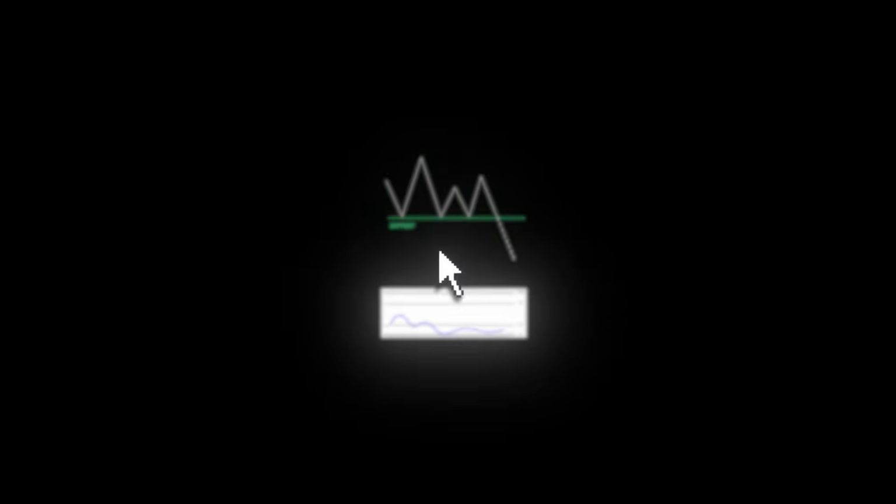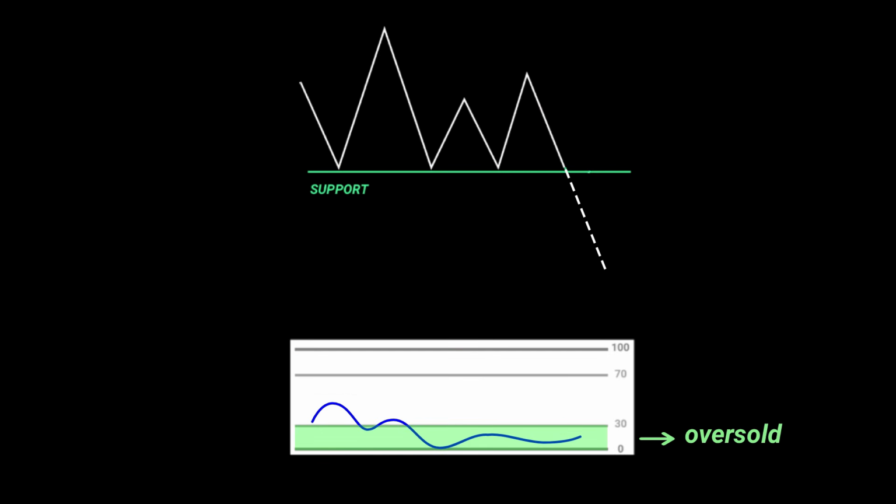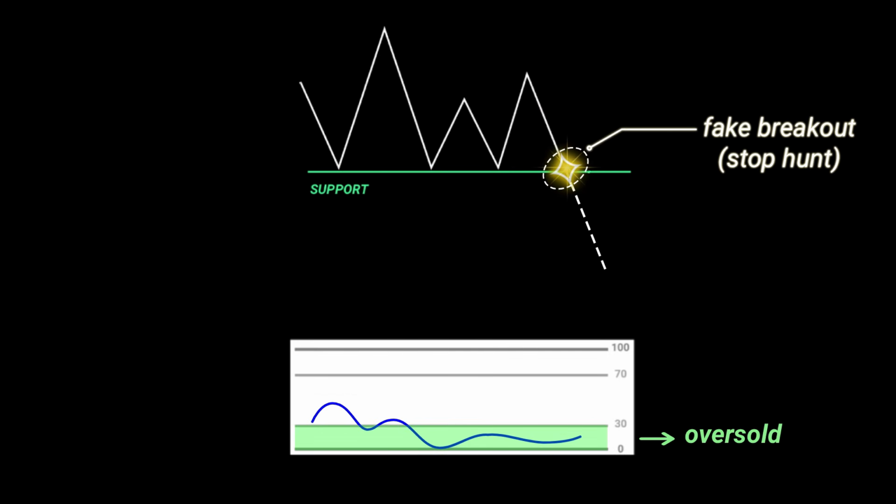When price breaks a support, if RSI is below 30, the market is already oversold. Sellers are too many and the price is exhausted. In this case, the breakout is more likely a fake breakout or a stop hunt.